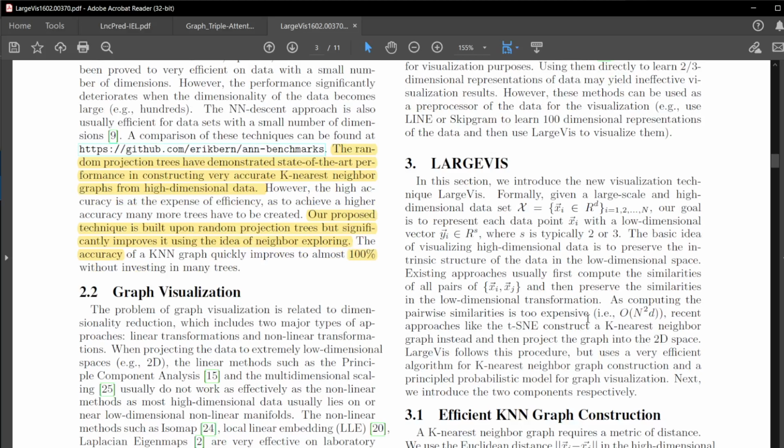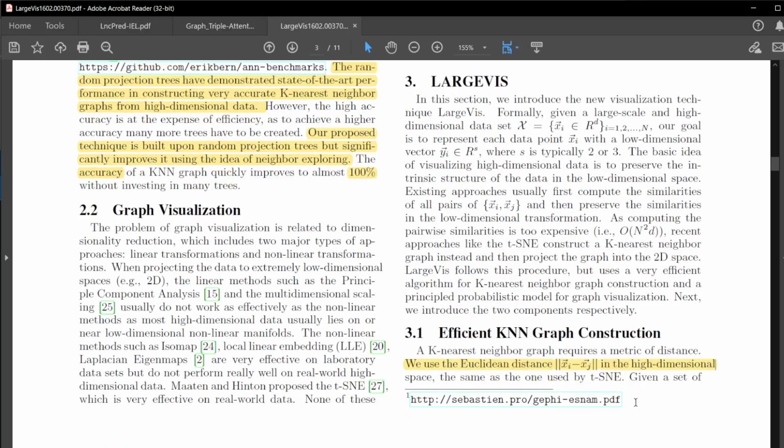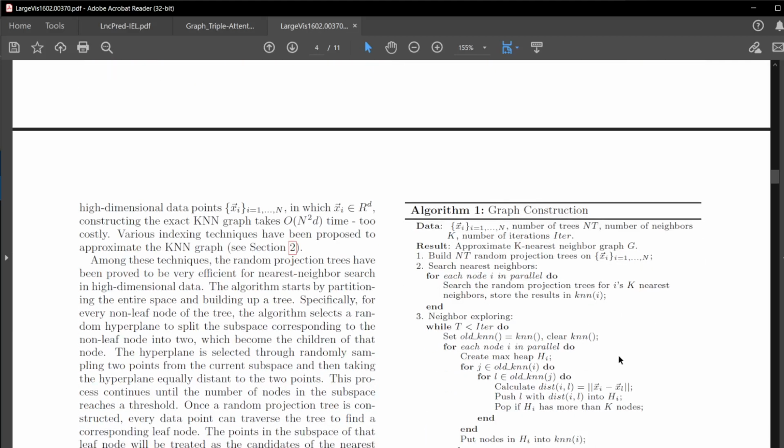3.1 Efficient KNN graph construction. A k-nearest neighbor graph requires a metric of distance. We use the Euclidean distance ||xi - xj|| in the high-dimensional space, the same as the one used by t-SNE. Given a set of high-dimensional data points xi, i = 1, ..., n, in which xi is in R^d, constructing the exact KNN graph takes O(n^2 d) time, too costly. Various indexing techniques have been proposed to approximate the KNN graph, see section 2.